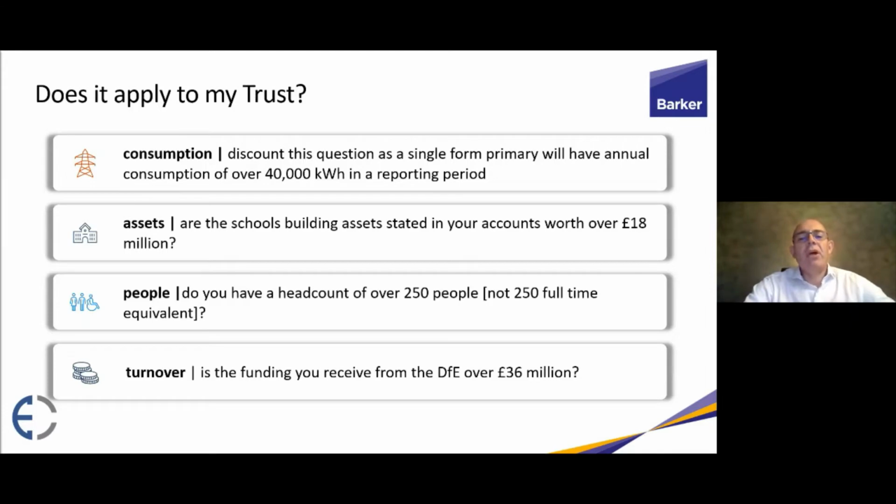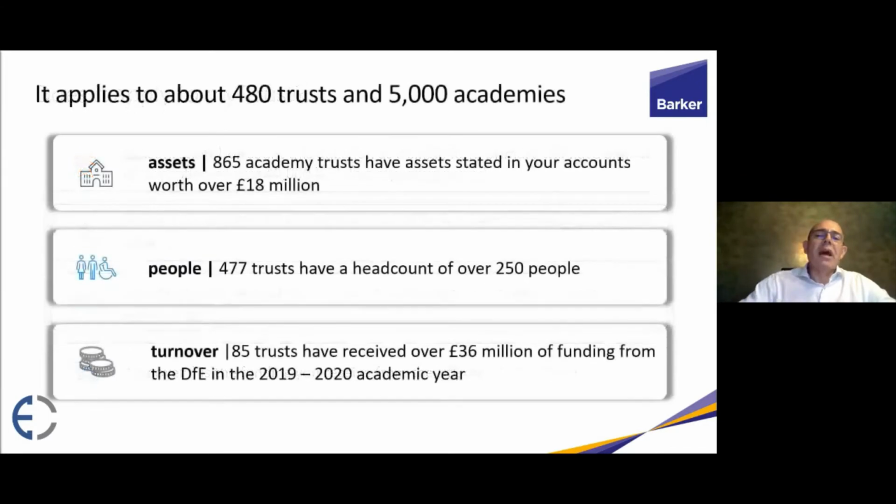So again, it may be one of the thresholds that won't necessarily apply to you. We've done some analysis of the size of the trusts, and some of you hopefully won't switch off and will wait to the end of my presentation, even if you work out it doesn't apply to you. There are 865 academy trusts that have assets in your accounts of over £18 million. We've worked that out at probably about £3-4 million for a primary school and about £12 to £13 million for a secondary. So if you work that ratio out on the size of your trust, that probably gives you a clue that you're one of those 865 academies.